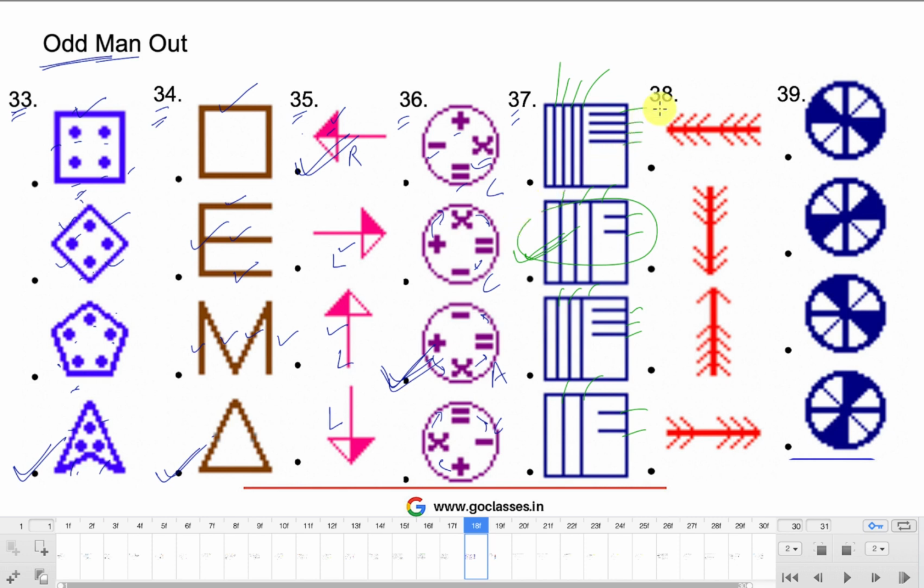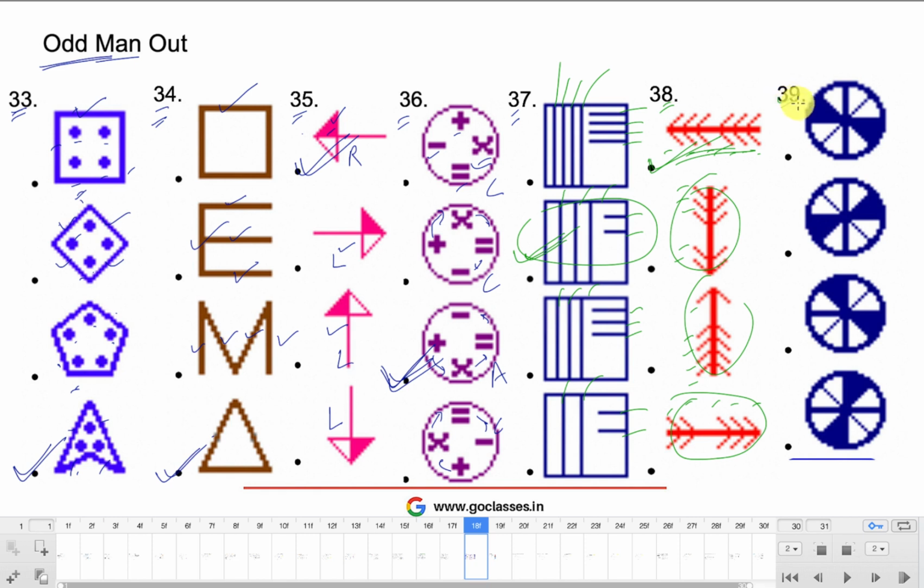Okay. Now question number 38. How many arrows are here? 1, 2, 3. 1, 2, 3. Okay. 1, 2, 3 and 2. Okay. 1, 2, 3, 4. 1. 1, 2. 1, 2, 3. So I think this is not the pattern. Okay. In these 3, there are 5 arrows. But in this, 6 arrows are here. So I think this one is different.